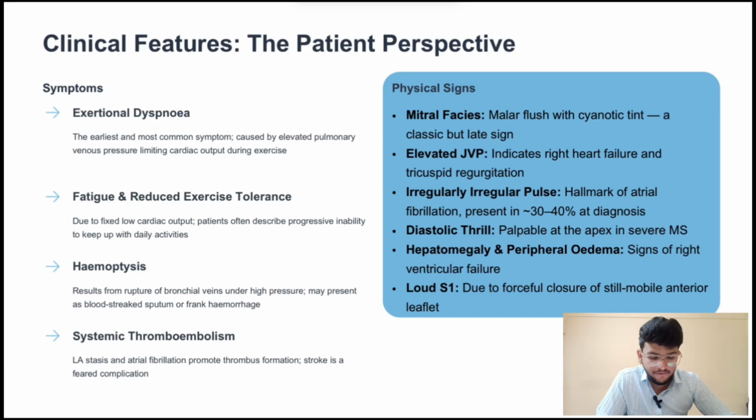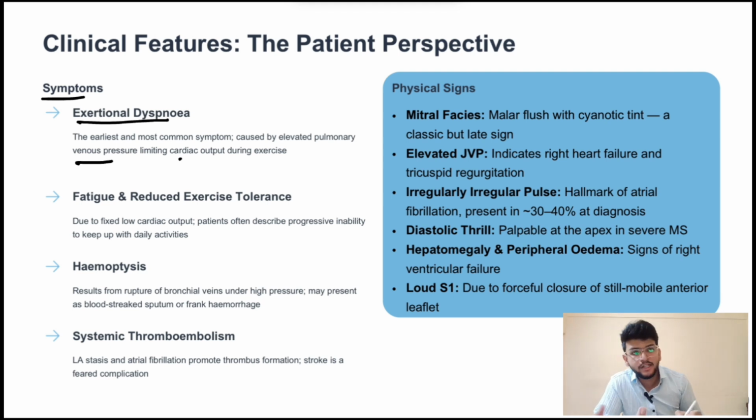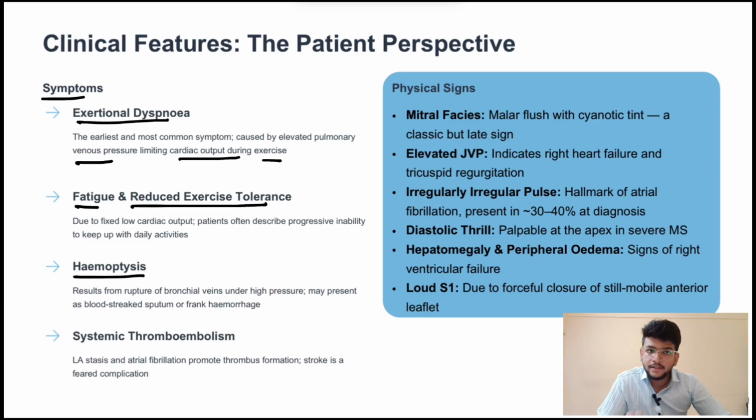Now let us see the clinical features of mitral stenosis, that is the symptoms. First, exertional dyspnea. It is the earliest and most common symptom, caused by elevated pulmonary venous pressure, limiting the cardiac output during exercise. Next, we have fatigue and reduced exercise tolerance, due to the low cardiac output. We have hemoptysis, which results from the rupture of bronchial veins under high pressure. It may lead to blood-tinged sputum.